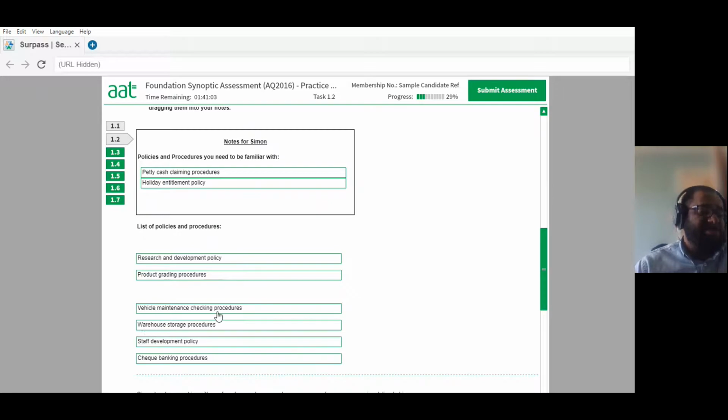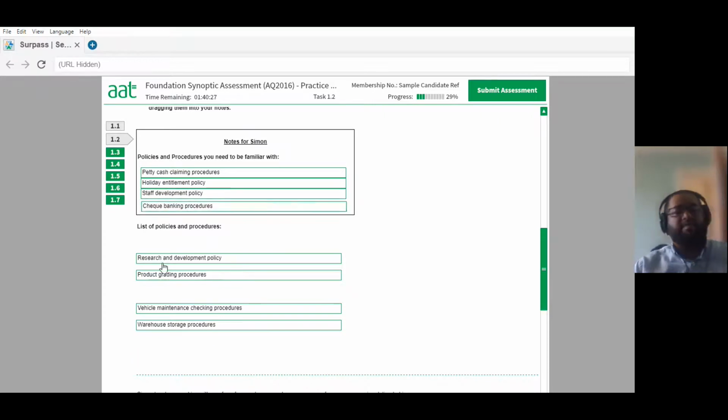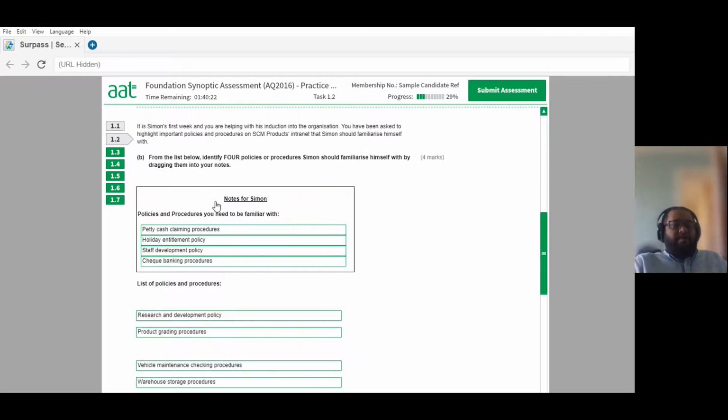A vehicle maintenance checking procedure. Do you think somebody in the finance has to know what the vehicle maintenance unit does? No, that will be on a different part of the operations. Warehouse storage procedure. Do you think Simon has to know about that one? No. How about staff development policies? Simon needs to know about that because anyone who works in any sort of department will have their own personal development plans, and to do your continuous professional development, you need to have some sort of a development policy. You need to be aware of that. And of course, check banking procedure is going to be part of the finance department's procedures, and it says your policies and procedures, so you need to be aware of that as well.